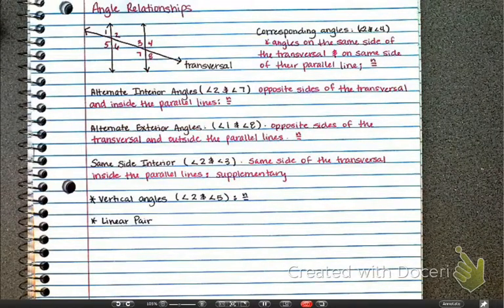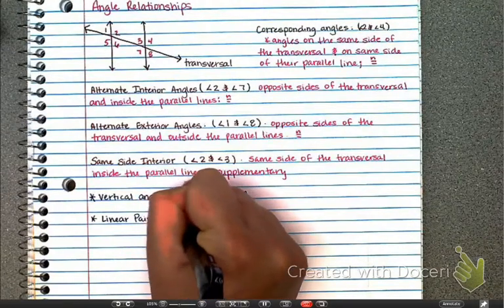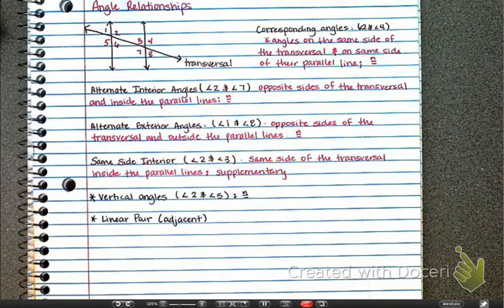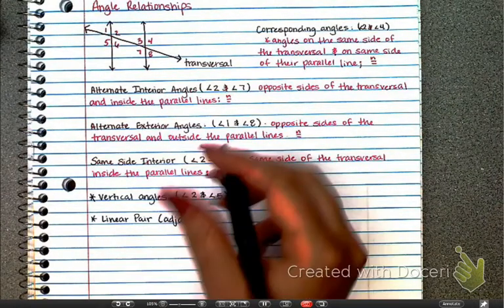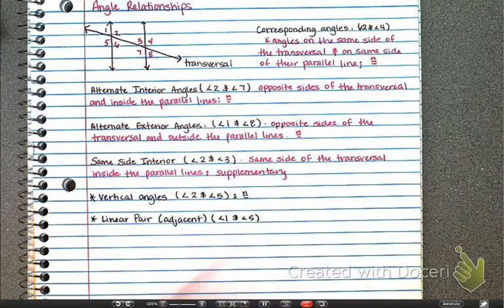Aren't they also called adjacent angles? Adjacent angles would be another name. Yep. We can write that. And what did we say? We used 1 and 5. So angle 1 and angle 5 would be a linear pair or adjacent. And are these supplementary or congruent? They are supplementary.